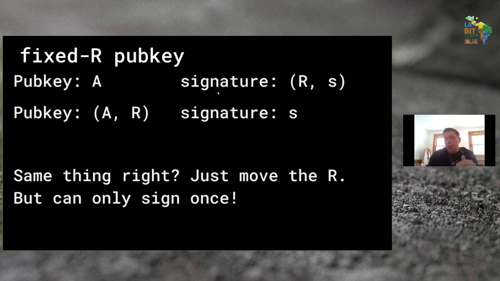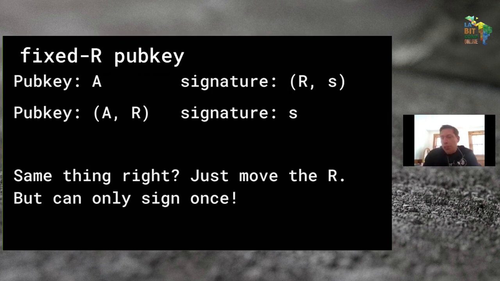We use the same equation, but we switch it to say, okay, in discrete log contracts, your public key is both A and R, and your signature is only S, right? So the equations are the same. It's just that instead of coming up with R at the time of signing, you come up with R beforehand, and you commit to it. So your public key is now twice as big, and your signature is now half the size, right? And this works.